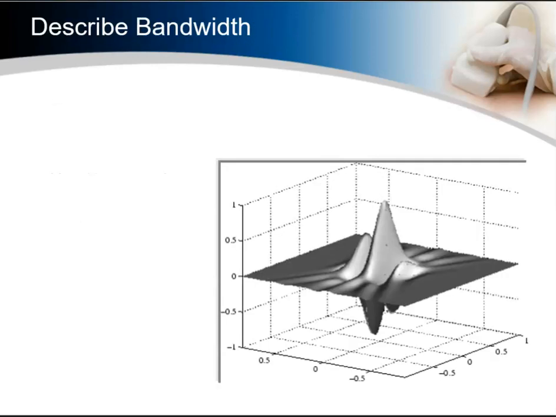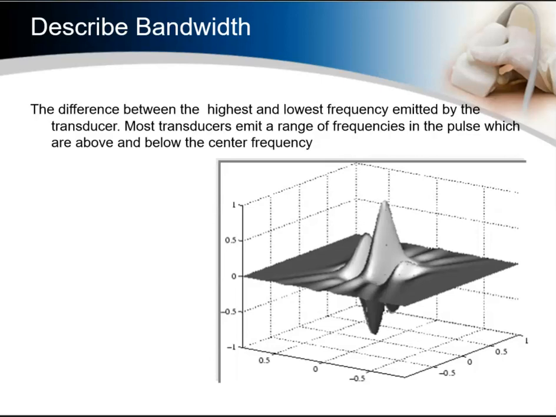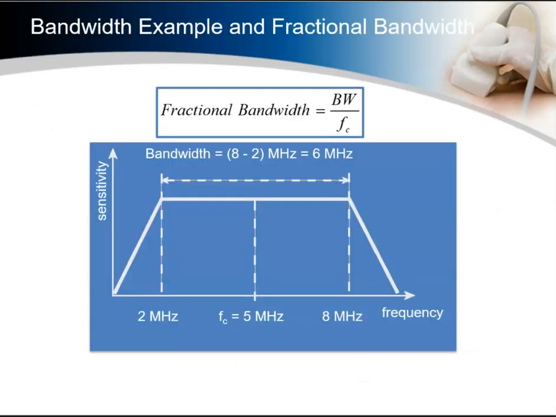So when we look at the difference between the highest frequency and the lowest frequency emitted by a transducer, most transducers are going to emit frequencies in the pulse which are somewhere between above and below the center frequency. We're going to call that the fractional bandwidth. So the fractional bandwidth is the bandwidth divided by the center frequency.